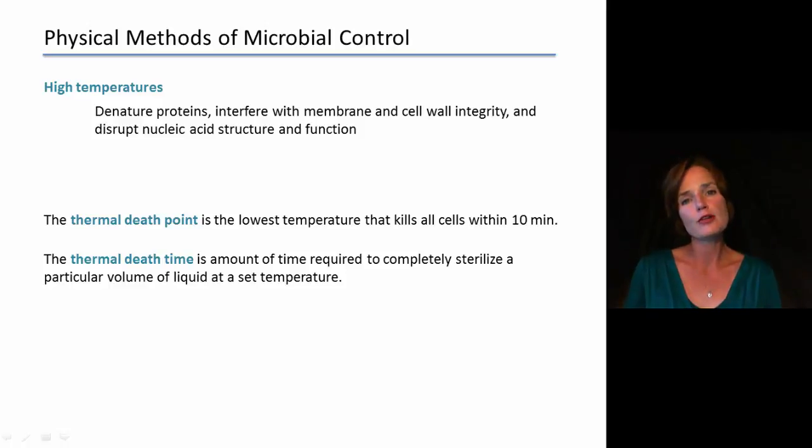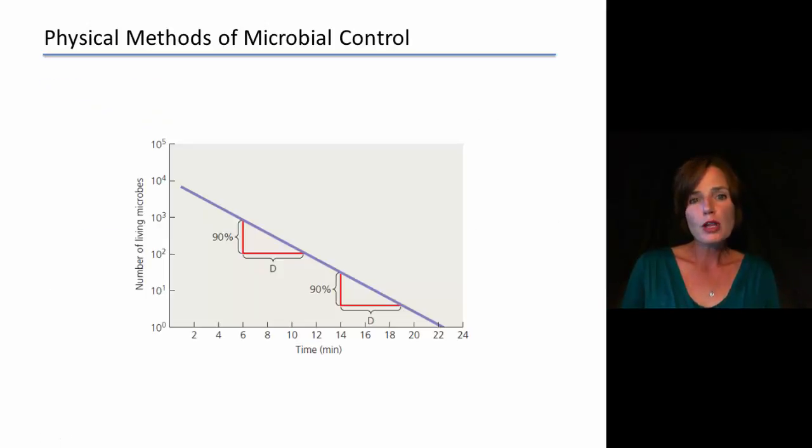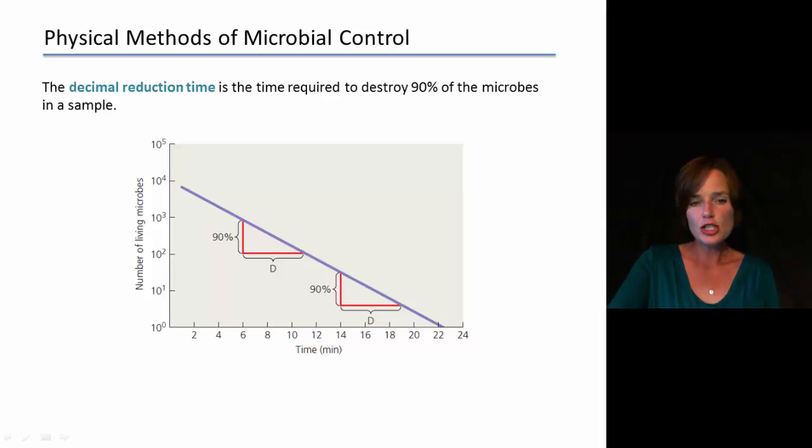So this would be microbes in solution, and we've got a specific temperature, so we want to know how long we will actually have to heat them for. Now, if we were to plot this and look at a graphical representation of this, this is showing us what we refer to as the decimal reduction time. The decimal reduction time is a constant value, and this is going to be the time that's required to destroy 90% of the microbes in a particular sample.